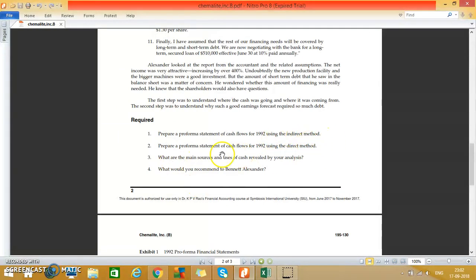The first part is done. The second one is out of the scope of this discussion. The third one: what are the main sources and the uses of the cash revealed by your analysis?